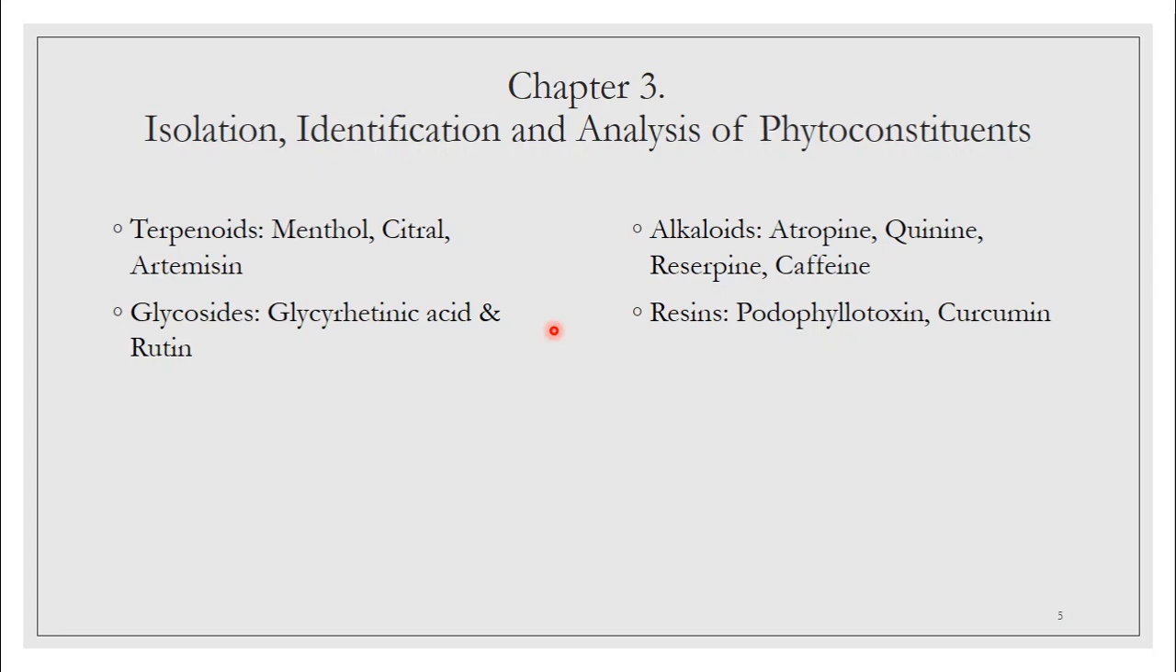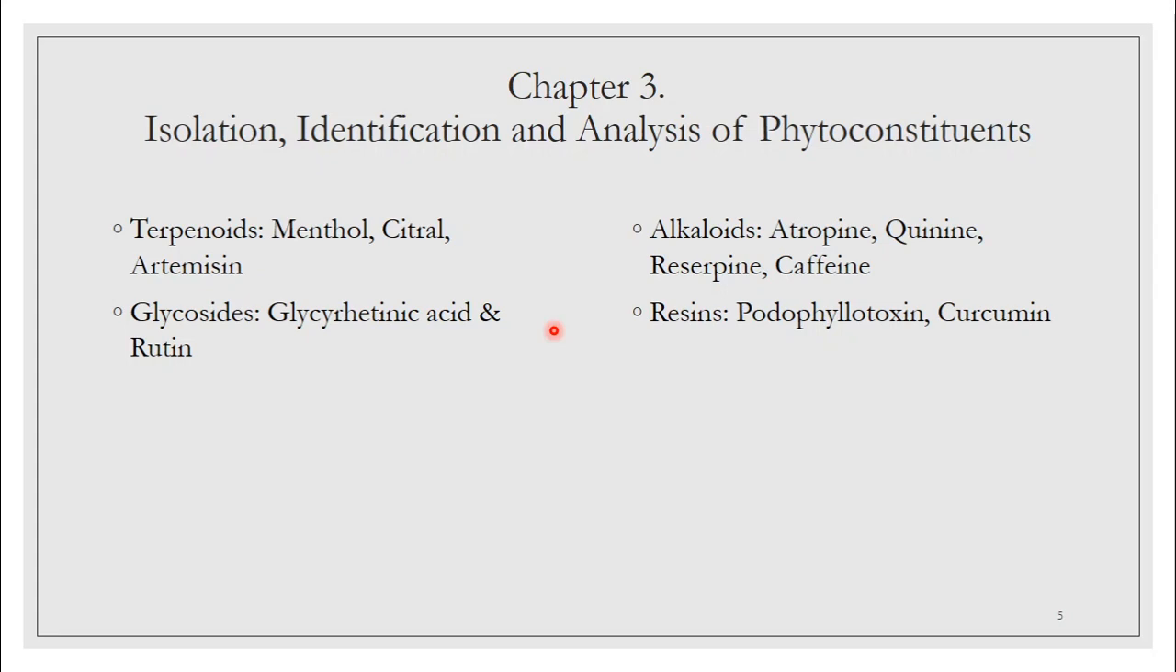Chapter 3 is about the isolation, identification and analysis of phytoconstituents. So all of you know what is the meaning of isolation. Isolation means separation of phytoconstituents, most probably in pure form. Identification means by using TLC, thin layer chromatography technique, or chemical tests to identify the particular phytoconstituents.